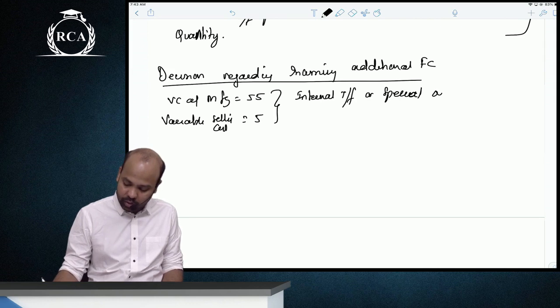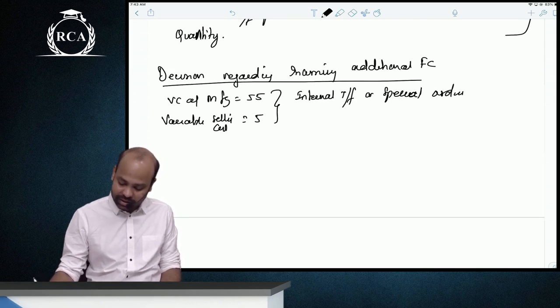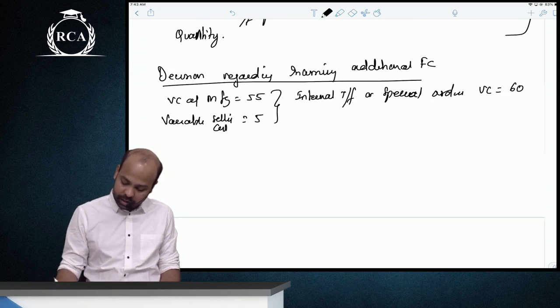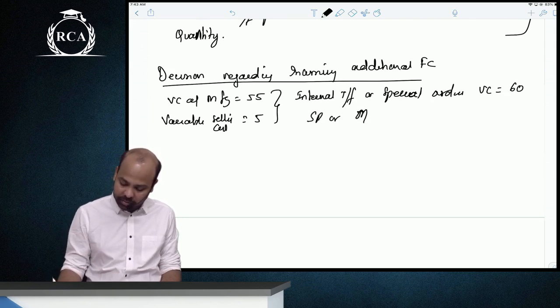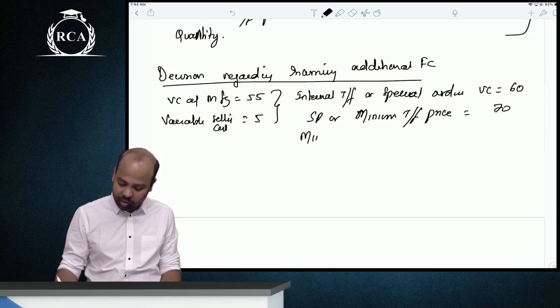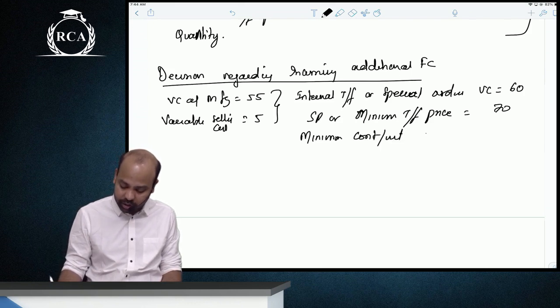I'm just giving you a rough calculation, guys. This is not the exact calculation. Your variable cost beta would be 60 rupees. And you know beta selling price or minimum transfer price, guys, even if I transfer less as such beta, it would be 70 rupees. So the minimum contribution per unit that I'm going to get is 10 rupees.